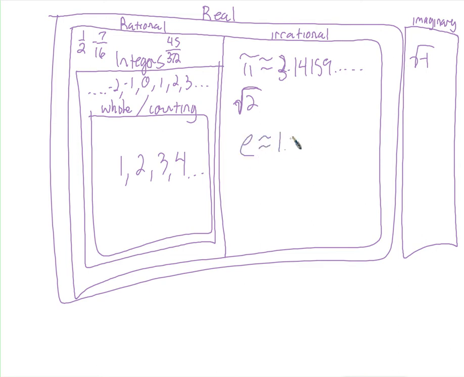It's 1.618 and something. I think that's right. Or maybe I'm thinking of a different number. This one is pi. E is 2.718281828, and then it goes on forever and doesn't repeat.